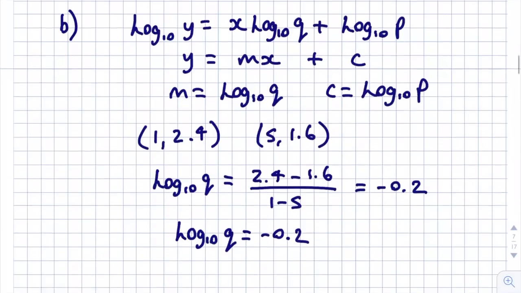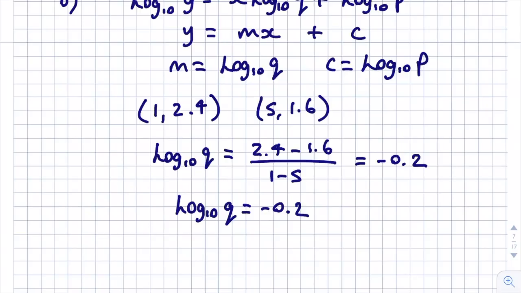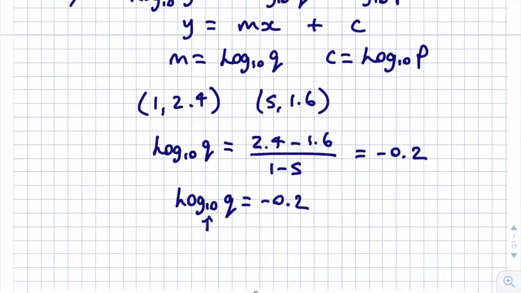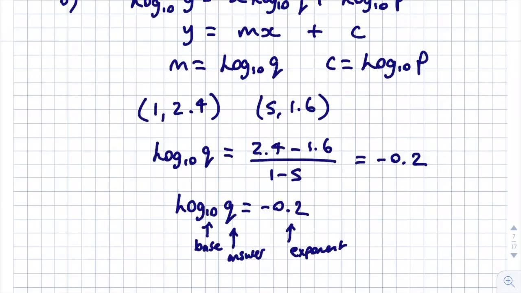Now I should be able to work out my value of q, because I know 10 is my base, q is my answer, and minus 0.2 is my exponent. So I can rewrite this as q equals 10 to the power of minus 0.2. If you type that into your calculator, that simplifies to 0.631 to 3 significant figures.